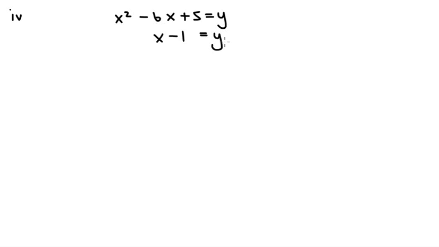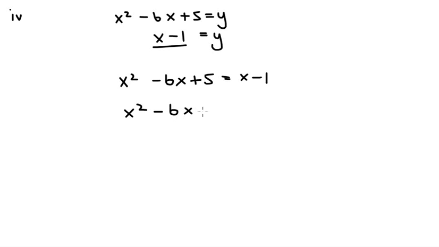What we also want to notice is that we have 2 equations that are both equal to y. So what I can do is take this equation, where we already have y as the subject, and substitute it into the first one. Okay, so I have x squared minus 6x plus 5 equals x minus 1. So I'm going to simplify by bringing everything to the left. So minus 6x minus x plus 5 plus 1 equals 0. x squared minus 7x plus 6 equals 0.